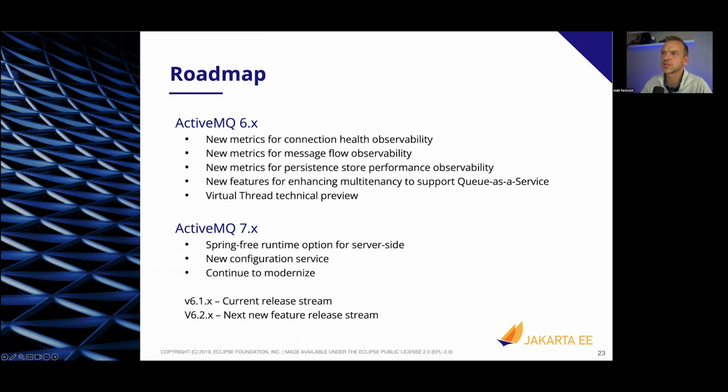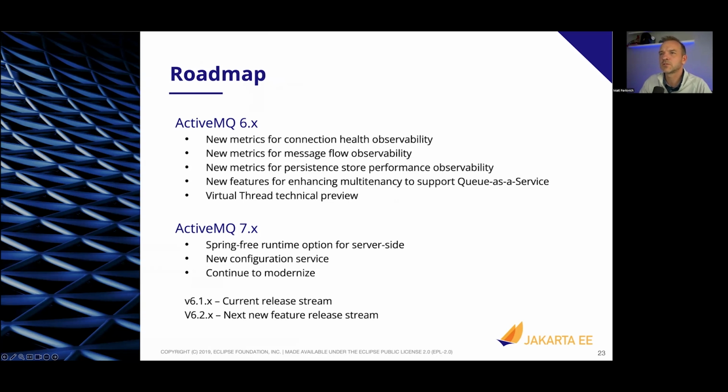So there are new metrics for connection health observability. Connection health is important in Kubernetes for when you're running behind load balancers and you're dealing with connections from inside and outside of clusters, in the cloud, outside of the cloud, things of that nature. Network connectivity over long distances can be tricky. Also, new metrics for message flow observability, metrics for persistent store performance in the cloud. One of the things we observe is a high degree of variance in persistent store performance. And so if we have more visibility into those metrics, we can identify brokers running on slow nodes.